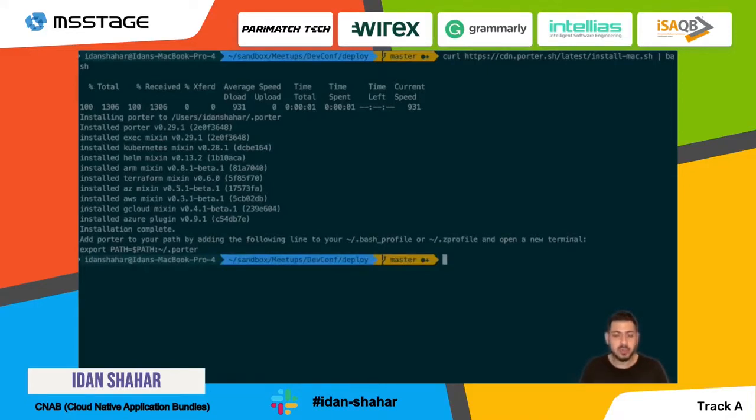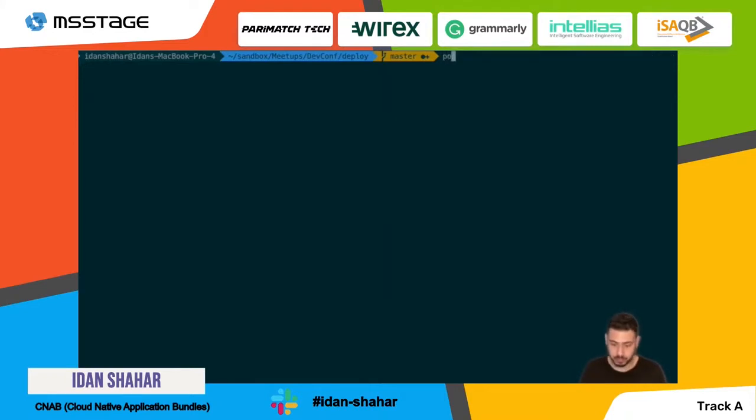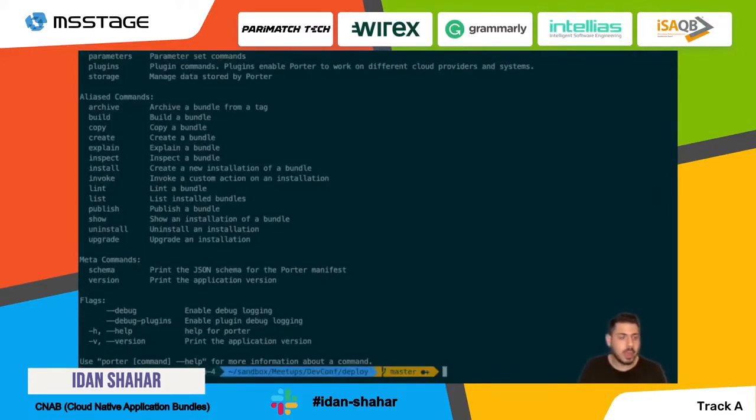Now let's see what I can do with Porter. Now, we have a lot of commands we can use with Porter. We can archive a bundle from a tag, we can build bundles, we can create bundles, we can copy bundles, we can explain bundles, we can inspect bundles, install them, invoke them, link them, list the installed bundles I have, publish a bundle, show an installation of a bundle, uninstall and upgrade a bundle. So this is how I installed Porter on my machine.